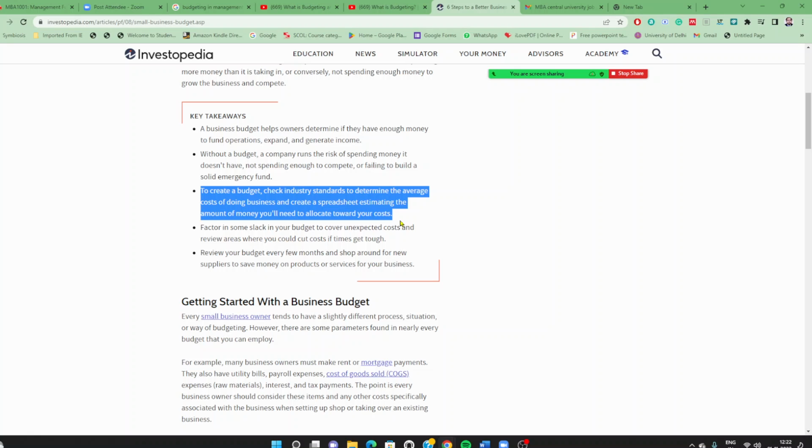Because it helps. Excel is meant to play with figures, and create a spreadsheet estimating the amount of money you will need to allocate towards your cost, right? At the same time, you have to determine how much you are going to earn. So factor in some slack in your budget to cover unexpected costs and review areas where you could cut costs if times get tough, right?